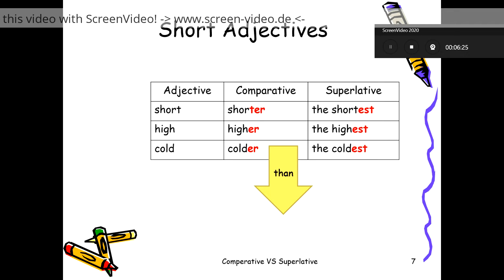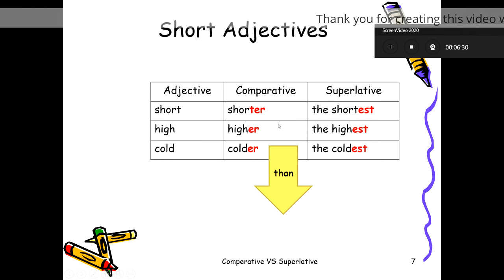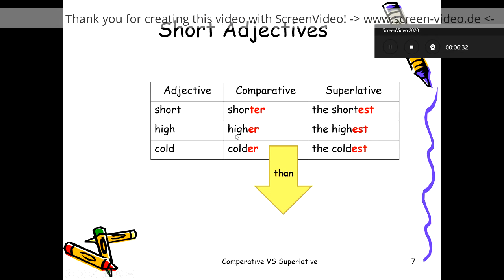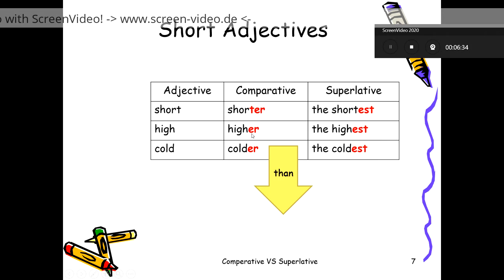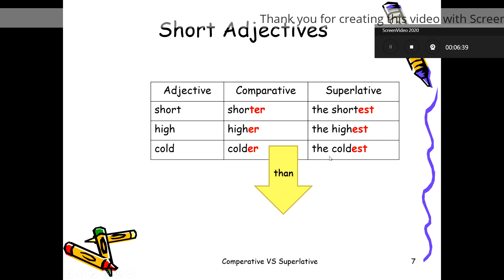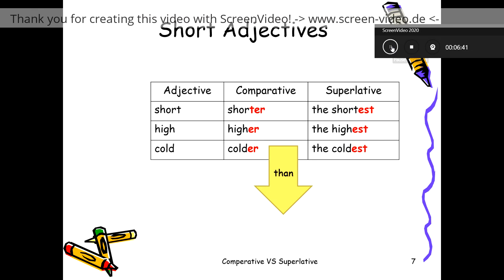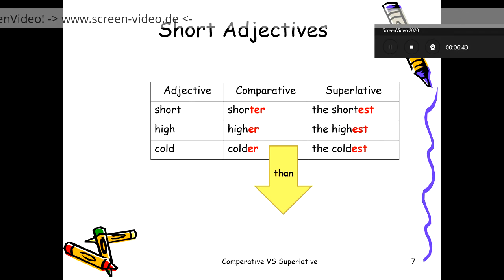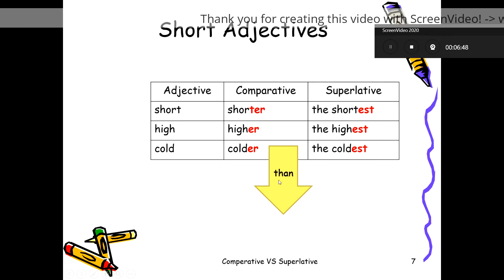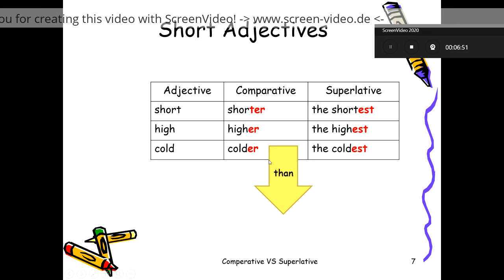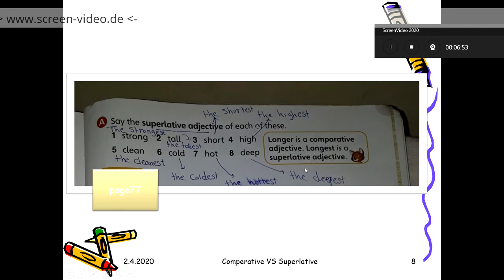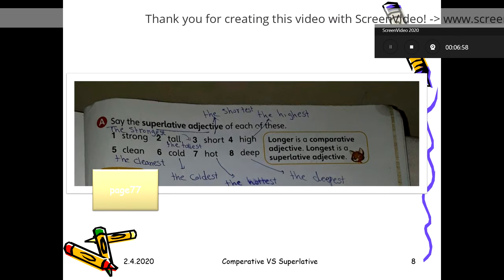Let's look at this one. Short, shorter than, the shortest to form the superlative form. High, yes, it will be higher, the highest. Cold, colder, the coldest. Simple, but don't forget to add than when you are comparing between two. Now it's time for looking at page 77 in the book.